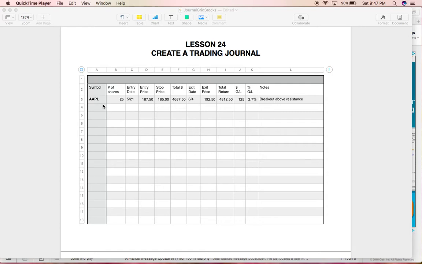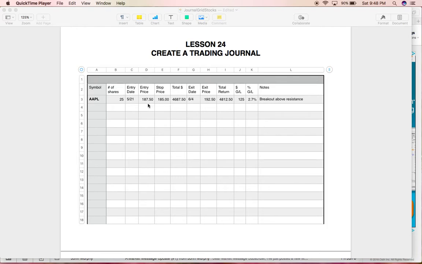So several things you want to do. Obviously, you're going to write down the symbol, the company or the stock you're going to buy, which in this case is Apple. And then you're going to write down the number of shares that you purchased. You're going to write down the entry date and the entry price. And then you want to write down your stop price. This is for a couple of reasons. One, to be sure that before you get into a trade, you know how much you're going to risk and you know where your stop is.